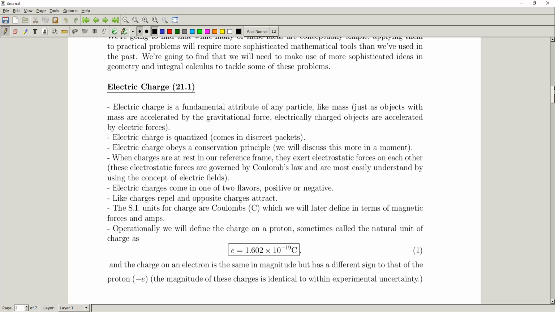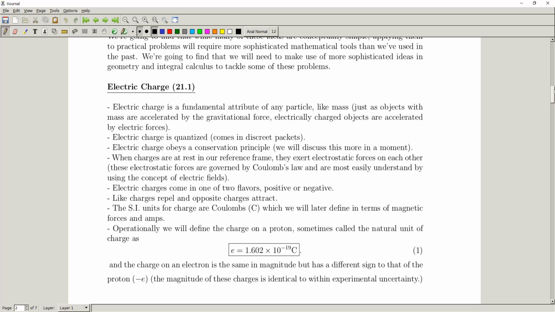Okay, we're going to see that like charges repel and opposite charges attract. So two negative charges will repel each other. Two positive charges will repel each other. A negative and a positive, or a positive and a negative, will attract. Okay, and we're going to take more of a look at that as we go on here also.